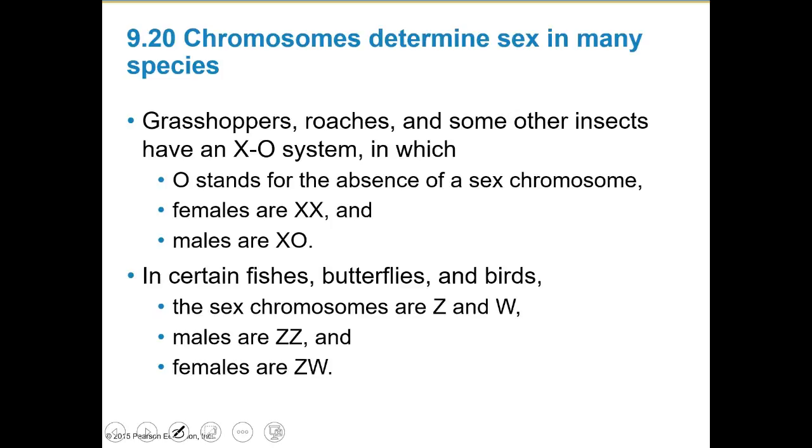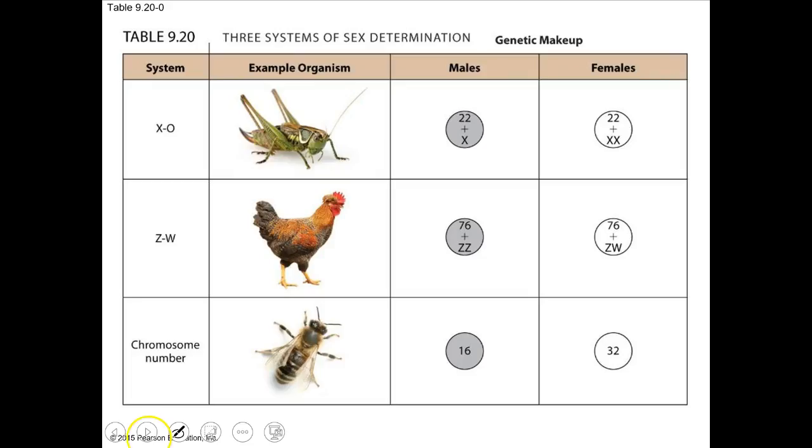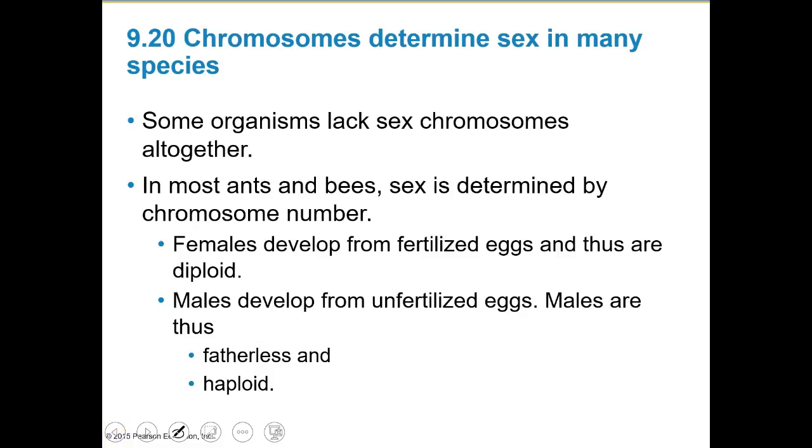But there are some other systems just to make note of. You don't have to know these, but I just think it's interesting to share with you. Grasshoppers, roaches, and some other insects have an XO system. The O is an absence of a sex chromosome, so females are XX, males are just X. Certain fishes, butterflies, and birds have a ZW system. Males are ZZ, females are ZW. So the heterozygous here is the female in this case.